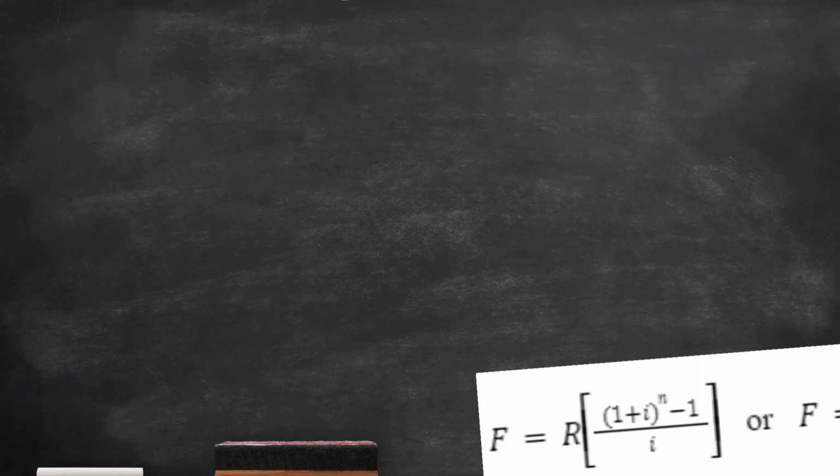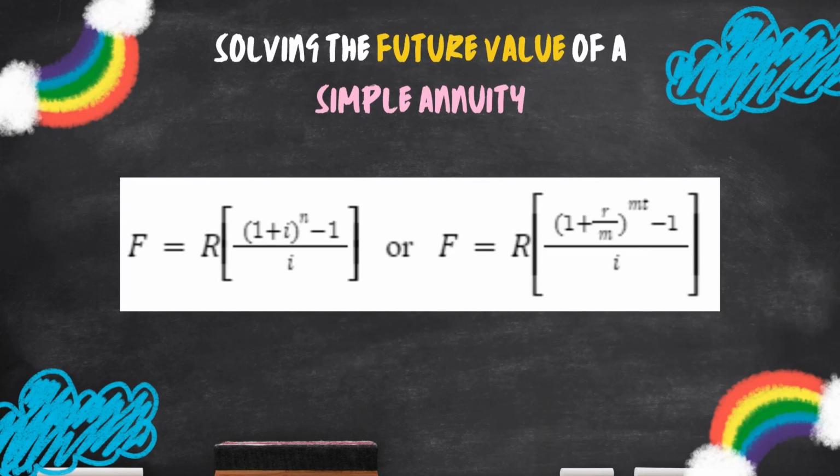Now let's start solving the future value of a simple annuity. In solving for the future value of a simple annuity, we will use the formula F, which is the future value, equals R times (1 plus i) raised to the power of n, minus 1, over i.